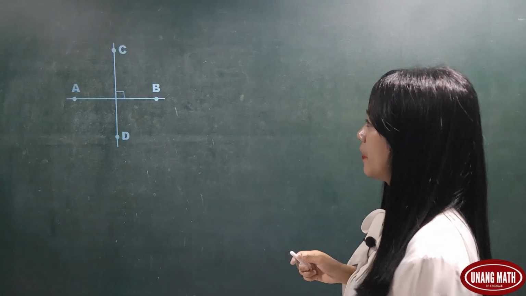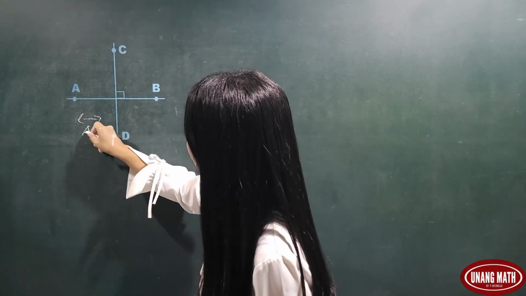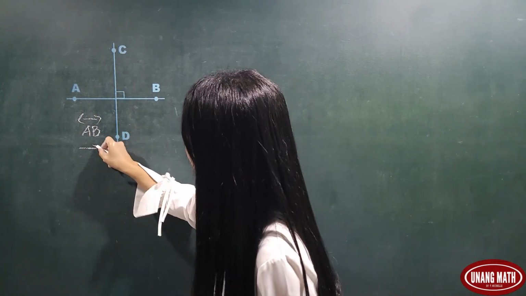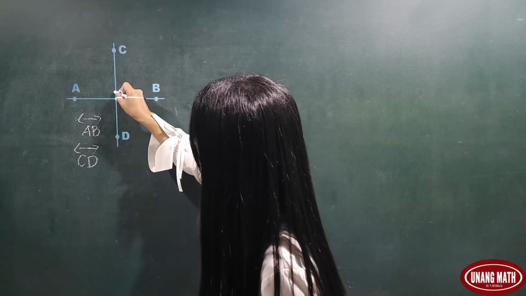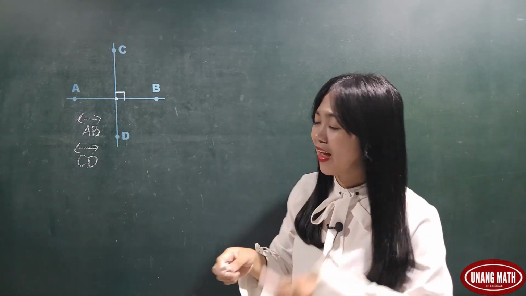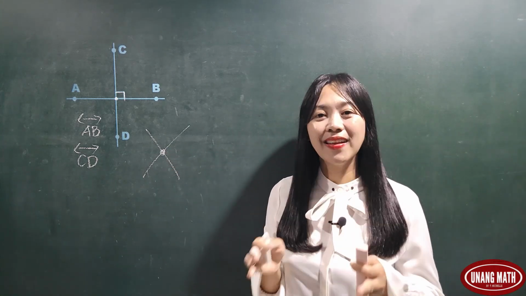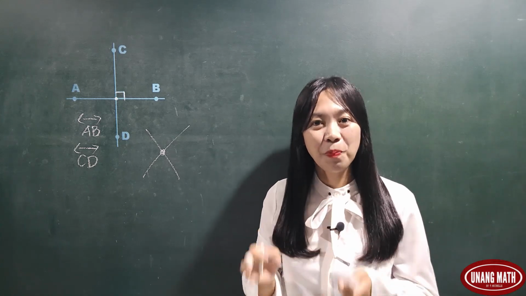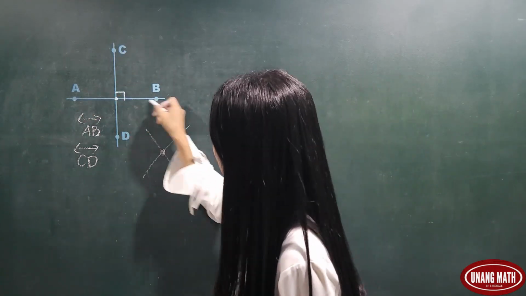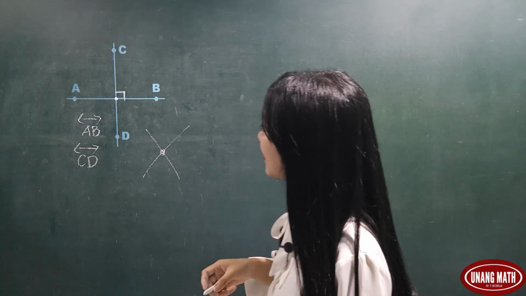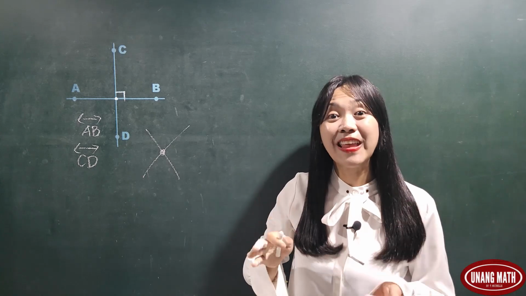Okay, let's give an example. In this figure, line AB and line CD meet or intersect at this point, and they form a right angle. When two lines meet or intersect and they did not form a right angle, there is no special name for these lines. But when two straight lines meet or intersect and they form a right angle, the special name for these lines is perpendicular lines.